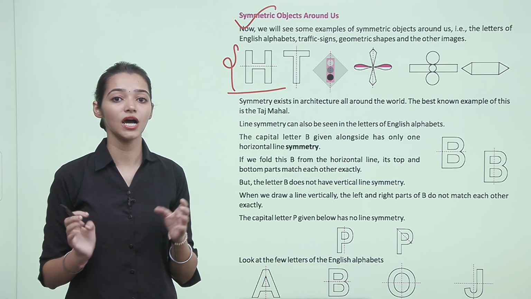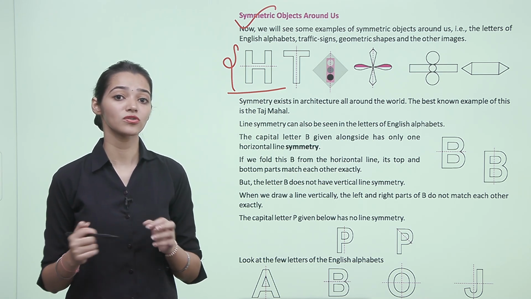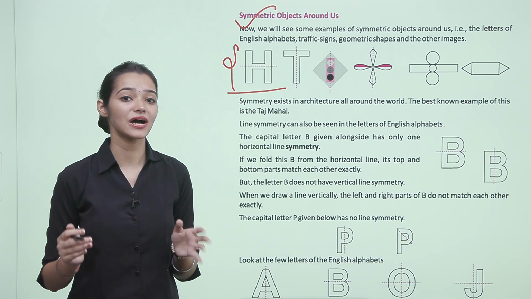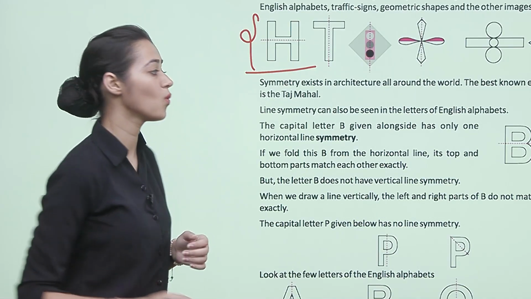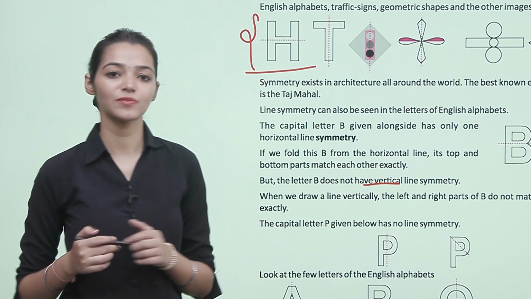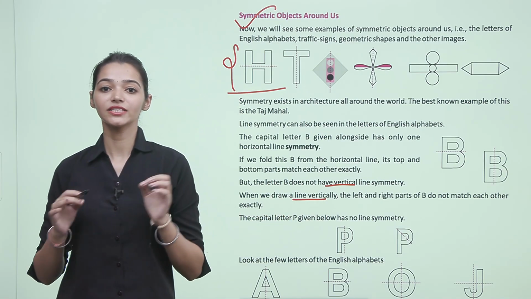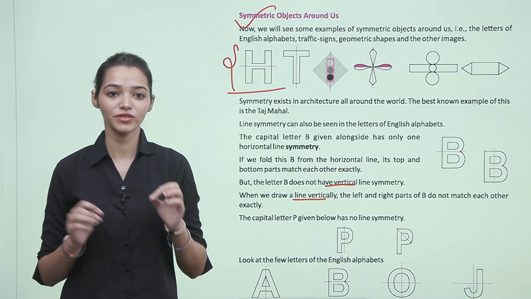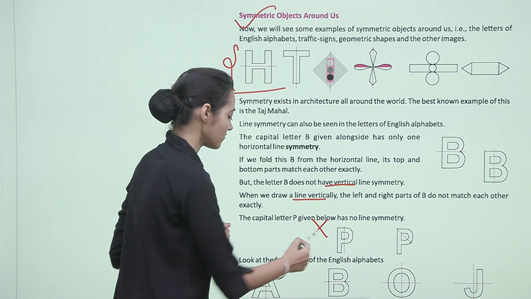The capital letter B alongside has only one horizontal line of symmetry. If we fold this along the horizontal line, its top and bottom parts match each other exactly. But the letter B does not have vertical line symmetry. When we draw a line vertically, the left and the right parts of B do not match each other exactly. The capital letter P below has no line of symmetry.